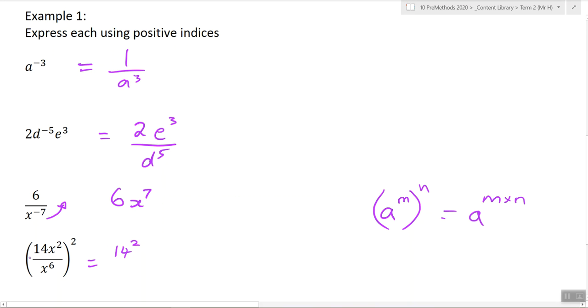x squared, what does that become? x to the power of 4, or x, 2 times 2. What does x to the power of 6 become? 6 times 2. All good? So you're multiplying by that indice, okay? That's the bracket law. Don't leave it as 14 squared.